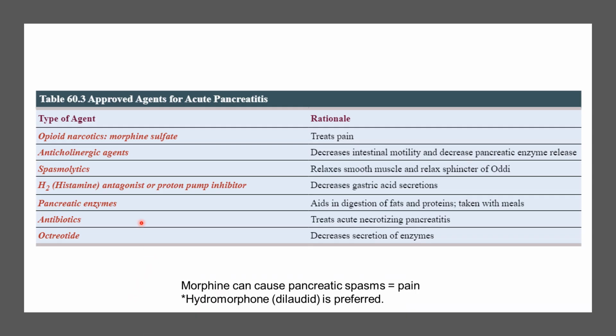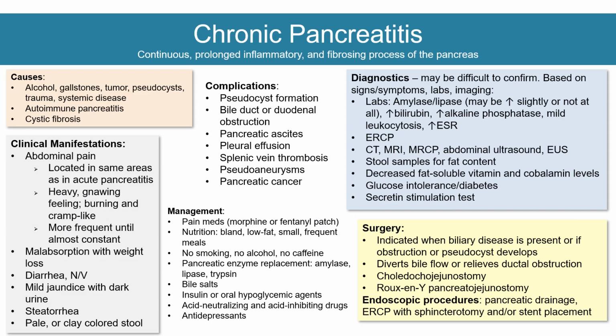So these are medications that are approved for acute pancreatitis, and what I want you to take note of for the NCLEX. This first one here says morphine sulfate in the textbook, and it treats pain. However, if you look in some NCLEX study books, it says that morphine is actually contraindicated in pancreatitis because it causes spasms, and that can actually increase the pain, and that Dilaudid is preferred. So this is not a question on your exam, but if you look in NCLEX study books, they're going to tell you not to use morphine for pancreatitis.